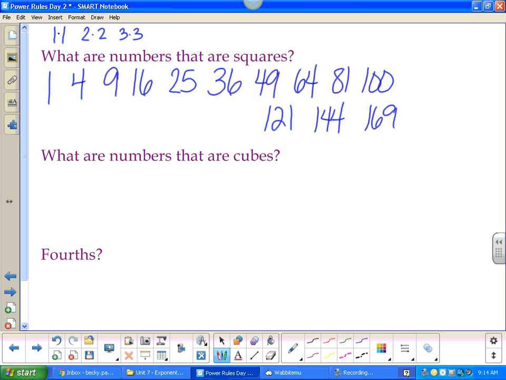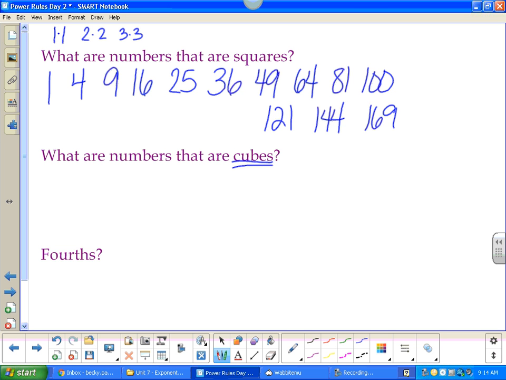But when you see the number 49, you need to know it's a square. When you see the number 25, you need to know it's a square. 4 is a square. 121 is a square. These are numbers that when you see them, you need to know automatically that they are a square. Okay, so let's talk cubes.